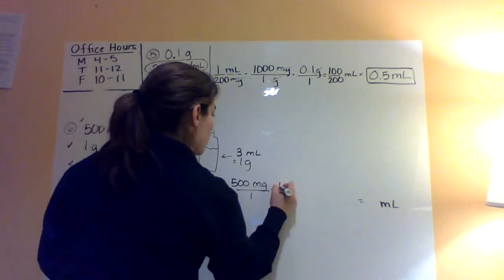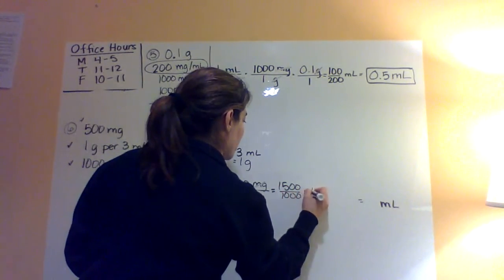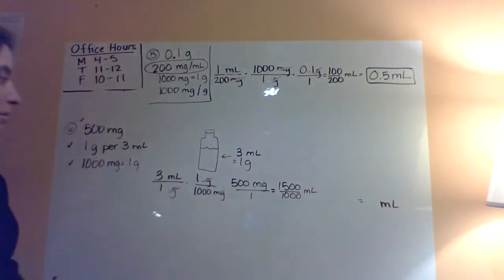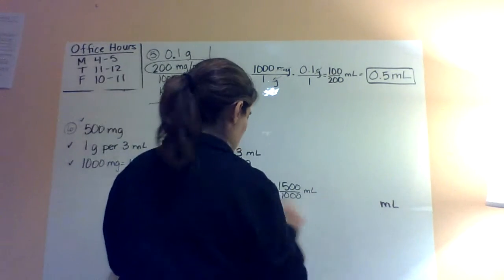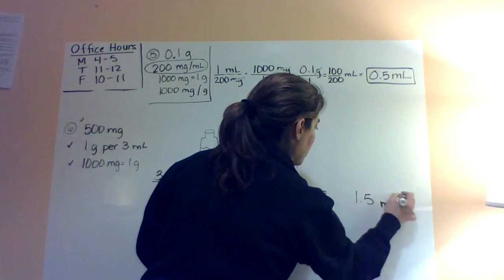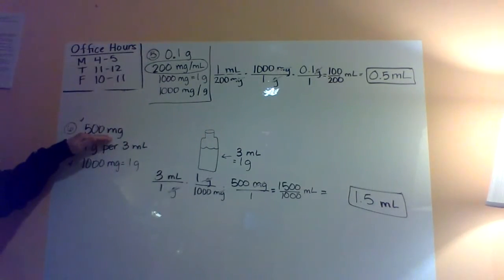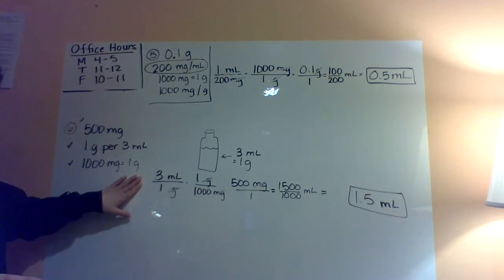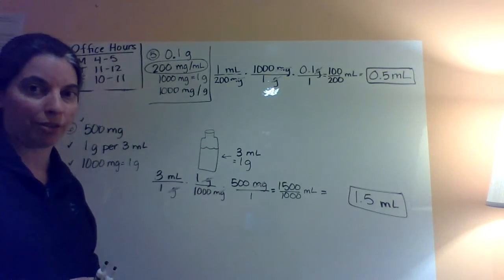If I multiply across the top, I get 1,500. Across the bottom, I get 1,000. If I divide that to make it a little neater, I'm going to get 1.5 milliliters. Which again makes sense. I want 500 milligrams. If there are 1,000 milligrams in 1 gram, then 500 milligrams is half of a gram, which would be half the number of milliliters here, which is 1.5.